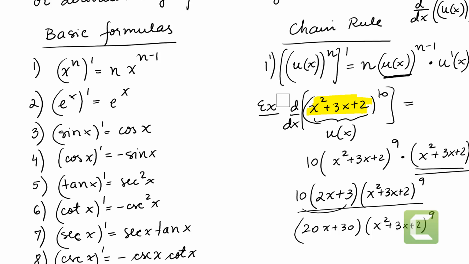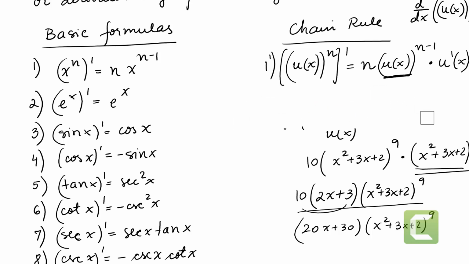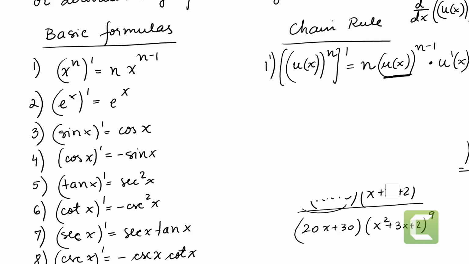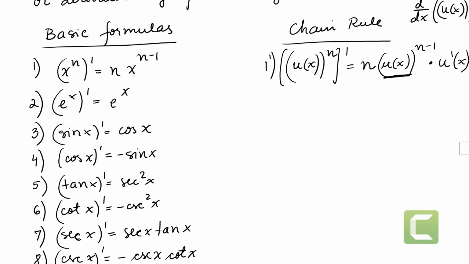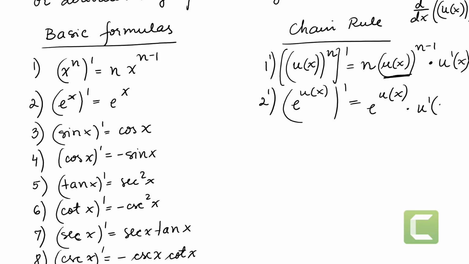Now, let's take a look at the second problem. So I'm going to erase this one and try to write the chain rule for my second formula. So if, instead of e to the x, we actually have e to a function of x, and we have to differentiate it, how do we do that? Well, exactly the same way we do with the basic one. We just copy e to u of x times u prime of x.